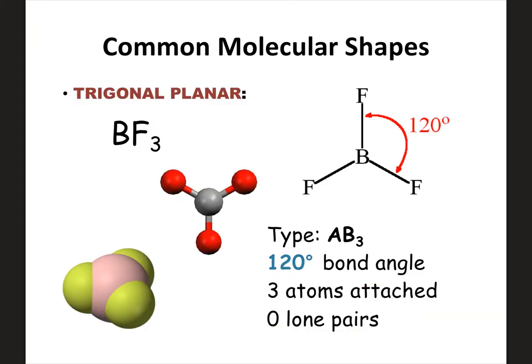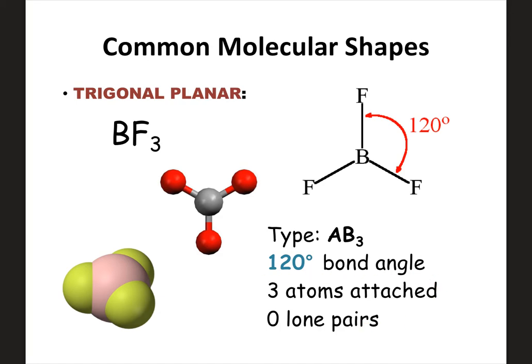So the next shape here is called trigonal planar. Again, I wouldn't spend my time memorizing the type or the bond angle. The bond angles really are just for your reference. I don't hold you accountable or make you memorize any of these bond angles. What's important here is this: how many attached, how many lone pairs.